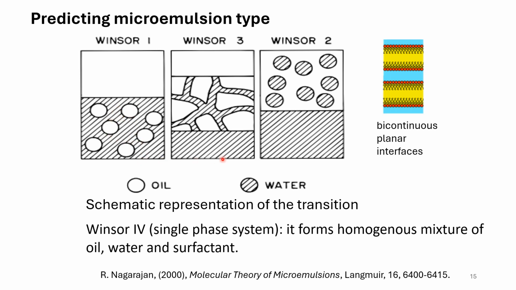For Windsor 2 type, it has the excess of water phase. And then on top of it is the microemulsion with the water dispersed in the oil phase. So this is known as the type 2 microemulsions according to Windsor. Whereby type 2 microemulsion is different from the type 1 and also type 3. Type 3 microemulsions has 3 phases, phase 1, phase 2, and also phase 3.